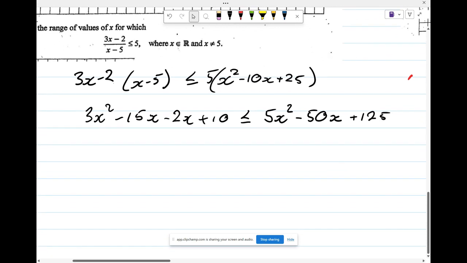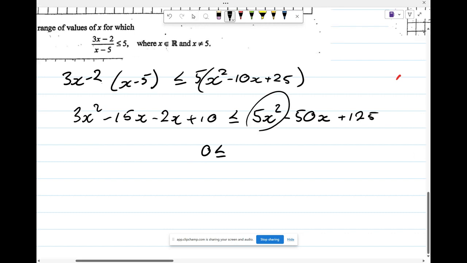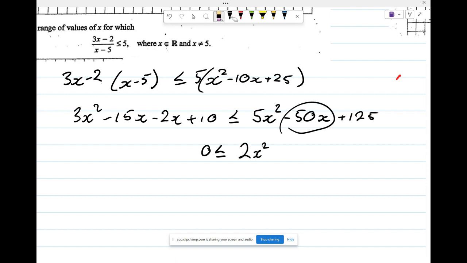Okay, so now we're going to bring everything over to one side, try to isolate x. So we're going to bring everything to one side and leave 0 on that side. We're going to do 5x squared minus 2x squared, so it's going to be 3x squared. We're going to do minus 50x plus 13x. So that's going to be minus 37x. And then we're going to do 125 minus 15, so it's going to be 110.